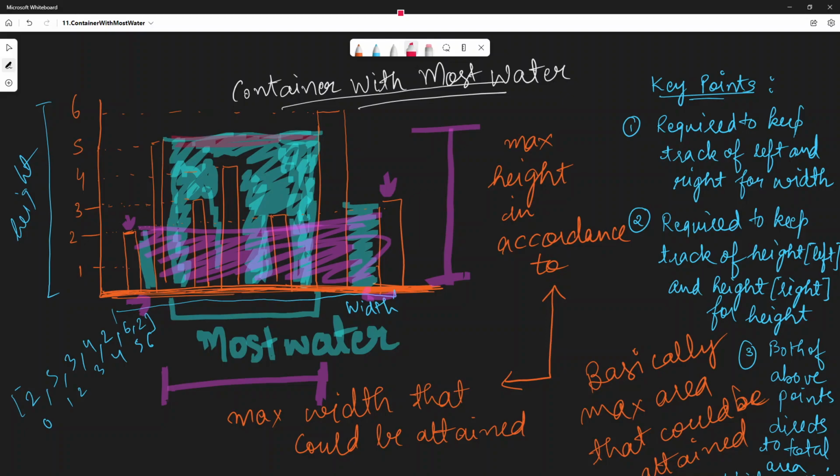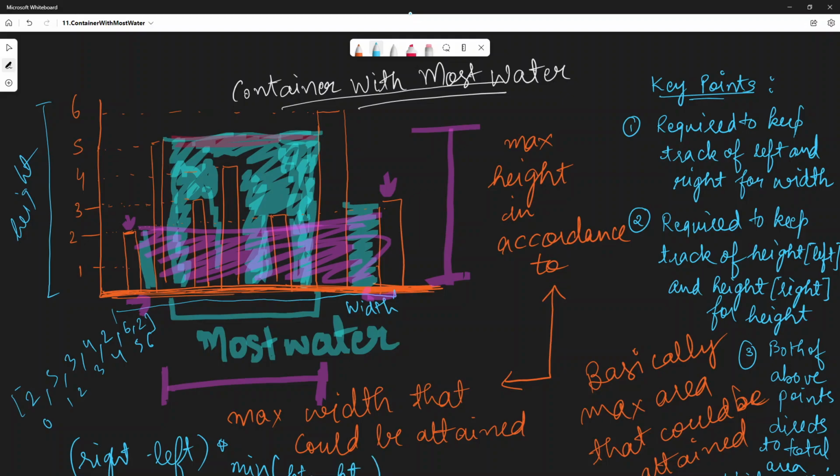So these are the points which I have written, that we are required to simply keep track of left and right for width. That's the thing which we would be doing. And next thing, we are required to keep the track of height of left and height of right for the height. And then both of these above points will simply redirect to our area. How would area be there? Area would be simply like this, means right minus left, and then minimum of height right, comma height left.